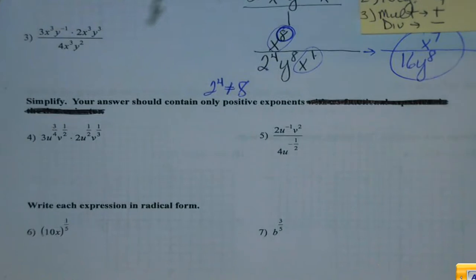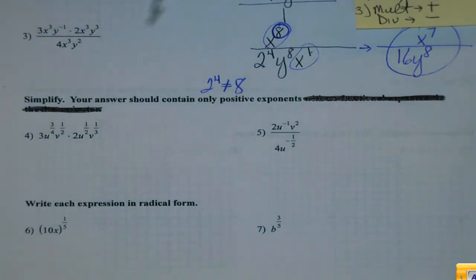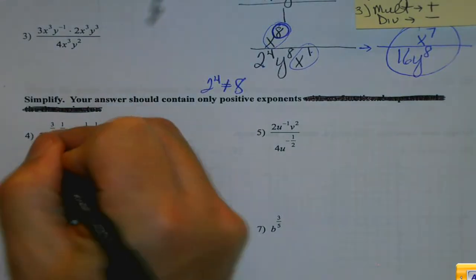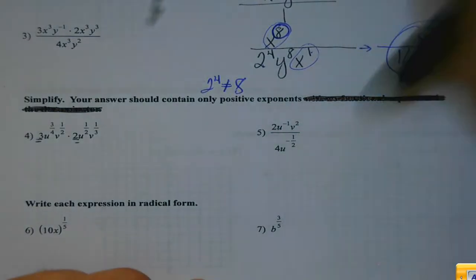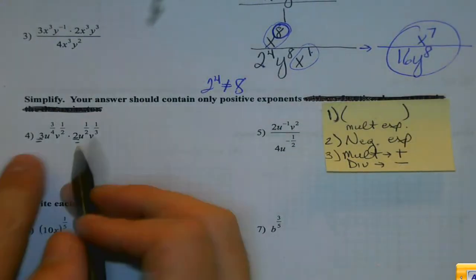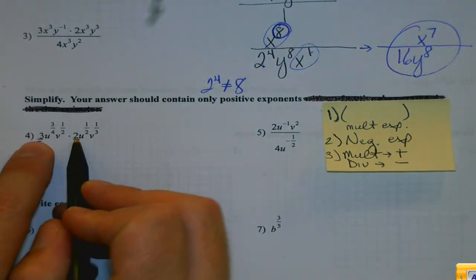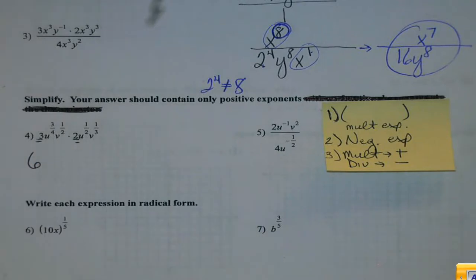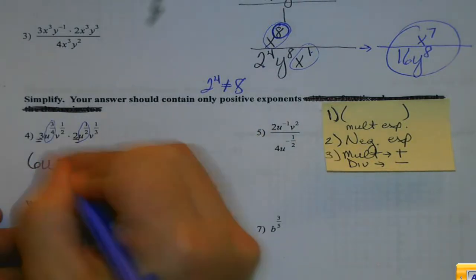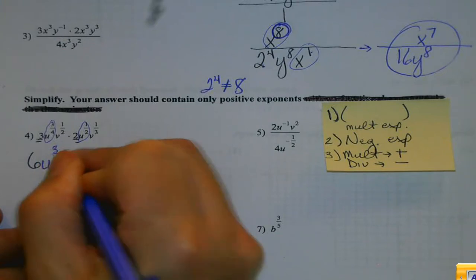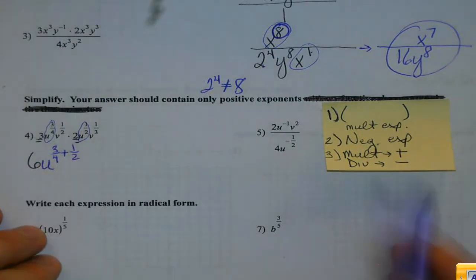When we get to the next part, okay, simplify. Your answer should only contain positive exponents. Now this is a little more interesting. So the first thing I notice, okay, there's no parentheses. That's a good thing. There's no negative exponents. That's a good thing. Probably should bring this down where you can actually see it. Okay. These, though, are coefficients. 3 times 2 is 6. Okay, they work just like regular numbers. When I look at my u's, I notice I have u to the 3/4 plus 1/2, because when we multiply, we add.